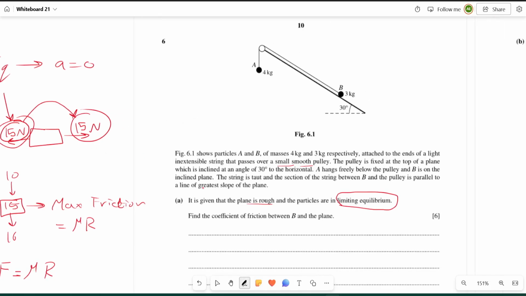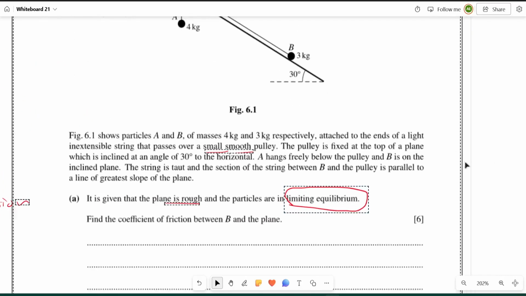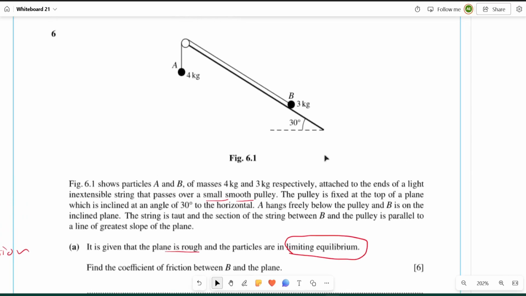Okay, so it says that the particles are in limiting equilibrium. Find the coefficient of friction between B and the plane. So as with any other question, we start by drawing a free body diagram for both particles. So let's start with A. A is going to have a weight force acting downwards, and it's going to be mass times acceleration of gravity. G for Cambridge is 10 meters per second squared.